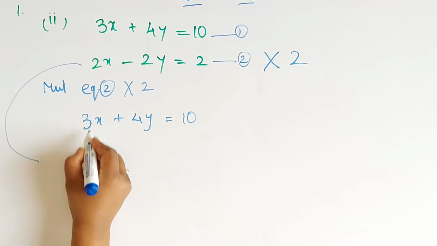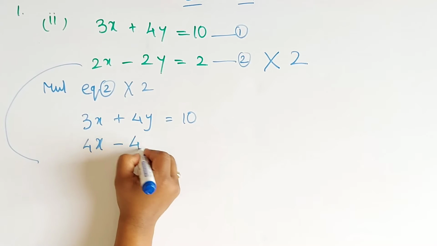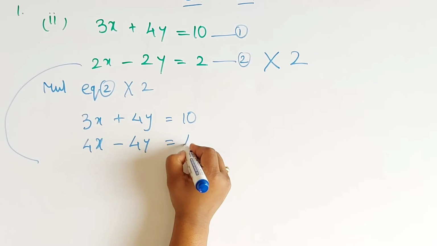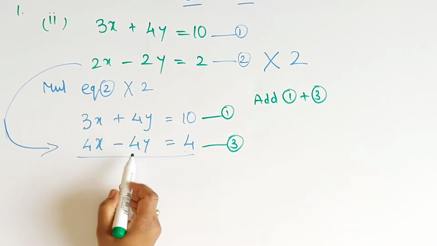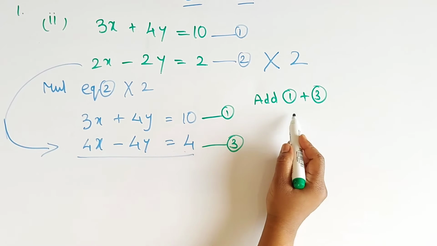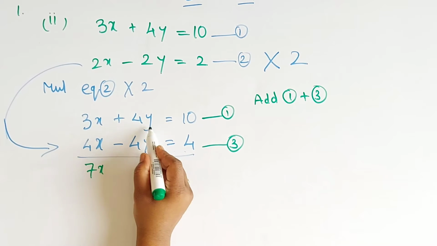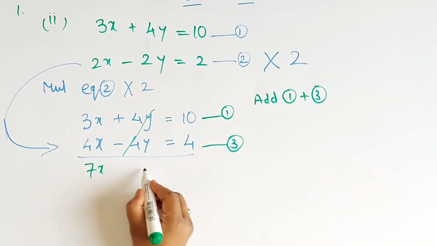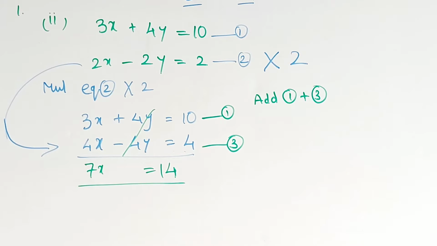Now second equation 2 into 2, 4x, 2 into 2 minus 4y equal to 2 2s are 4. Now this is second equation children. Here by adding only we can eliminate the second term children. So add 1 and 3 equations. Now 3x plus 4x, 7x plus 4y minus 4y will get cancelled, it is 0. 10 plus 4 children, it is 14. From here x value is 14 by 7, that equal to 2. So x equal to 2 children.